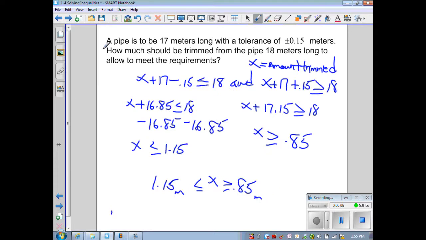A pipe is to be 17 meters long with a tolerance of plus or minus 0.15 meters. In other words, it can be 0.15 meters greater than 17 or 0.15 meters less than 17. How much should be trimmed from the pipe 18 meters long to allow it to meet the requirements?